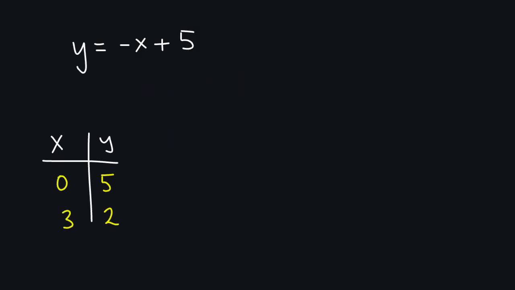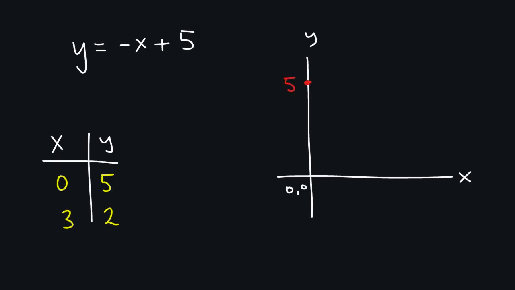The only thing that I need to do is to draw the xy coordinate plane and mark the points on the plane. When x is 0, y is 5. Let's say this is 5, and also the point (0, 5). And my second point, when x is 3, let's say this is 3. y is 2. Let's say this is 2. The intersection of 3 and 2 will be here. So that's my second point. x is 3, the first one is always x, and y is 2.